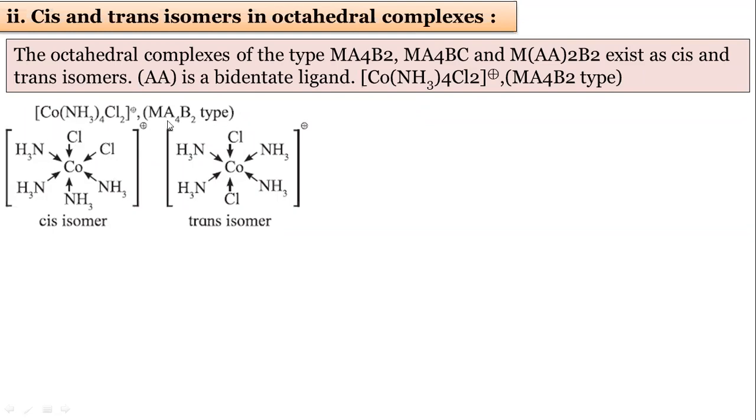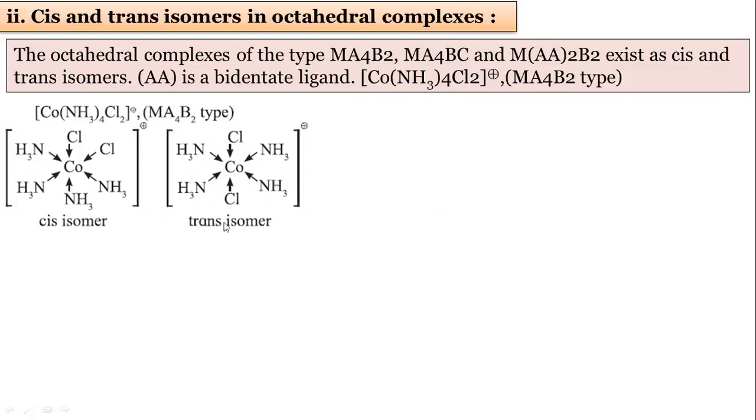So this is MA4B2 type of complex, and this complex is octahedral. Why octahedral? Because we can count 1, 2, 3, 4, 5, 6 ligands attached to the central metal. So the coordination number is 6. That's why it is an octahedral complex.